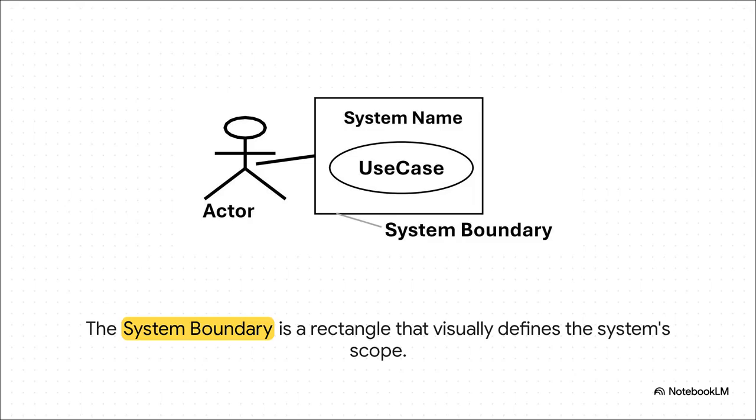First up, the system boundary. It's really just that simple rectangle you see, but its job is absolutely critical. It defines the scope of the system you're modeling. Think of it this way. Everything inside that box is your system. Everything outside of it isn't. It's a hard line that prevents any confusion about what you are and are not building.